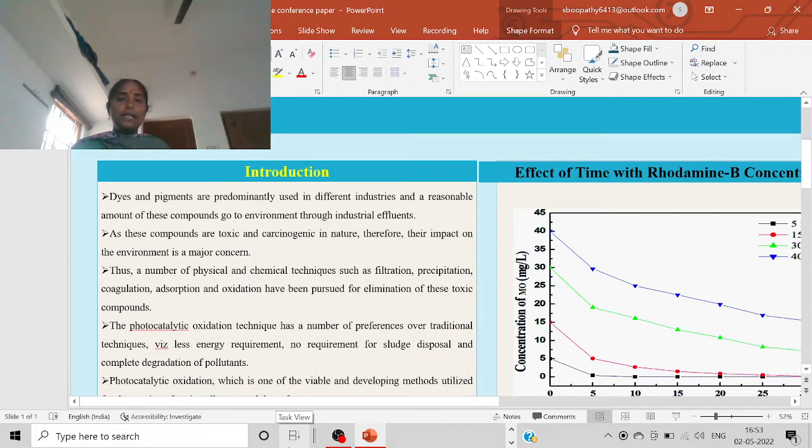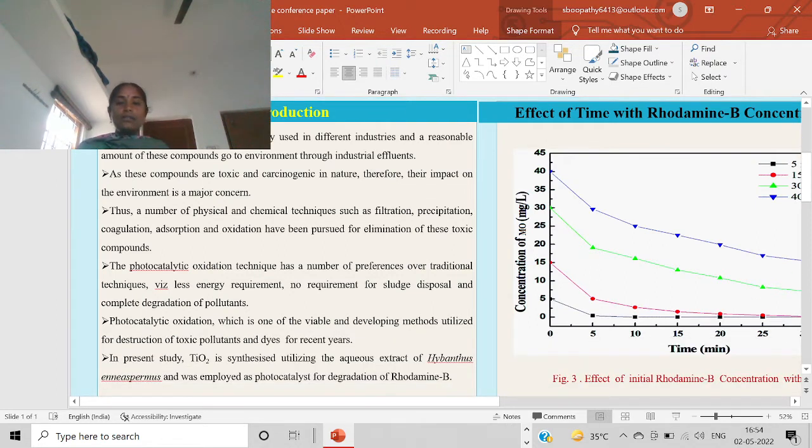A number of physical and chemical techniques such as filtration, precipitation, coagulation, adsorption, and oxidation have been pursued for elimination of these toxic compounds. The photocatalytic oxidation technique has a number of advantages over traditional techniques because it has less energy requirement, no requirement for sludge disposal, and complete degradation of pollutants.